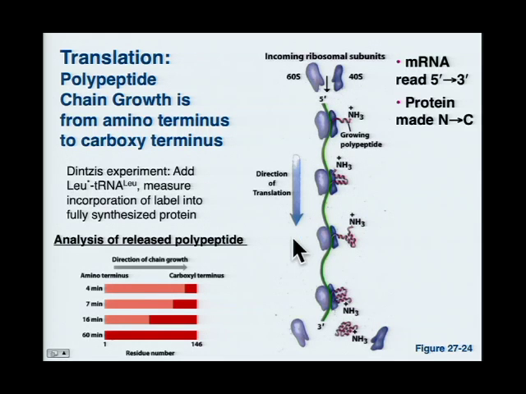So in this system, they used the in vitro rabbit reticulocyte lysate translation system. They were making hemoglobin, they had an mRNA molecule for hemoglobin, and they had so-called polysomes, in other words, more than one ribosome was associated with that transcript at the same time, simultaneously and in parallel synthesizing polypeptides.